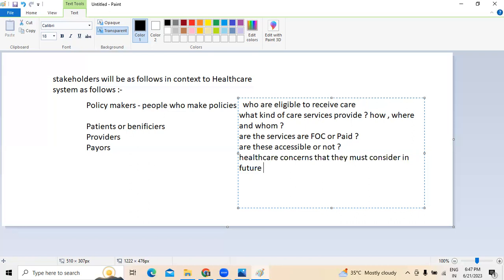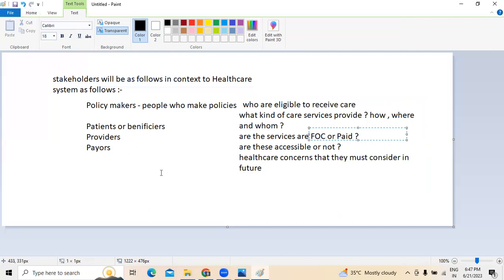So different changes have to be made by the policymakers, keeping in mind the welfare of the health of the people. This is all something which generally the policymakers have to take into account. Understood, clear, Shalini? This is point number one.